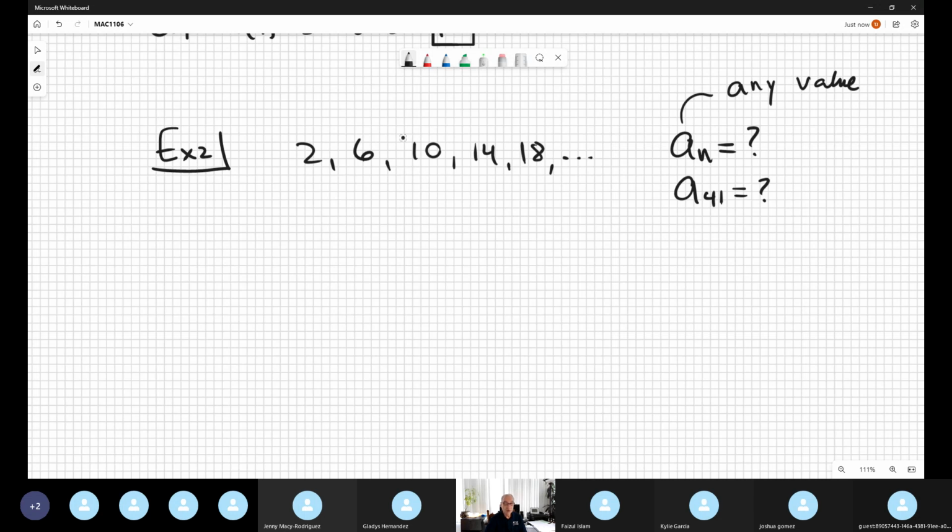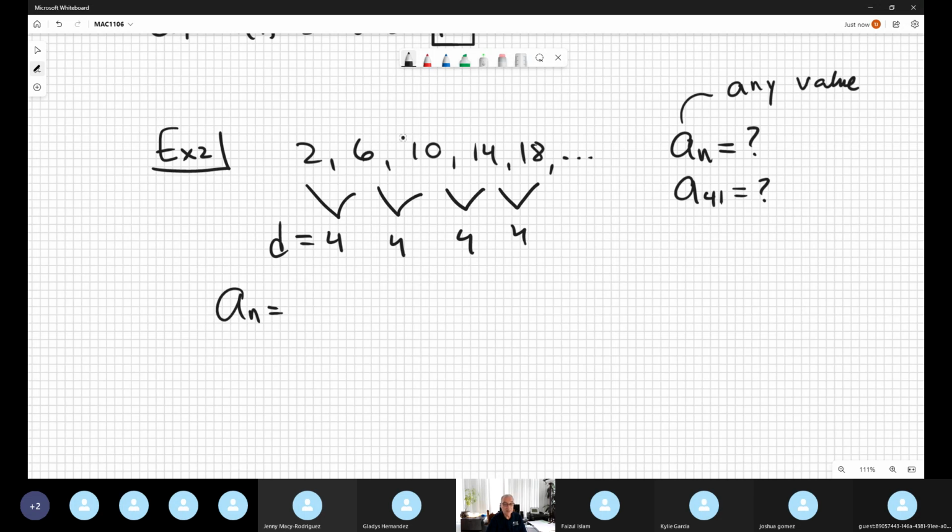Okay. So I remember the formula a sub n in general is the first plus (n minus 1) d. So I need to find the common difference. Well, this is the thing you should do before this, because if there is no common difference, it's not arithmetic, and this formula is invalid. 6 minus 2 is 4. 10 minus 6 is 4. 14 minus 10 is 4. 18 minus 14 is 4. This is d, my common difference. Now the formula, ready. The answer is yes, it is an arithmetic sequence.